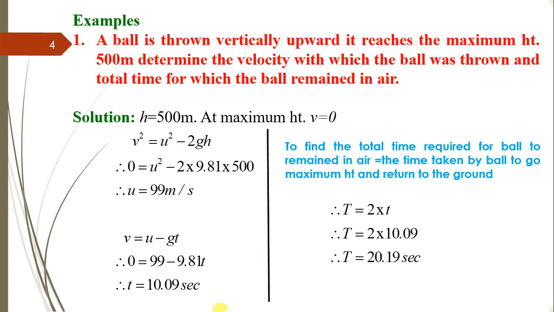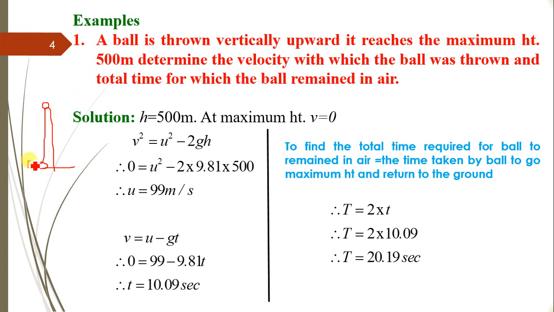Now based on this motion under gravity, let's solve some of the problems. A ball is thrown vertically upward, it reaches a maximum height of 500 meters. Determine the velocity with which the ball was thrown and the total time for which the ball remained in air. So now here, considering a ball which is thrown in the air, it will reach over here and then it will come in the downward direction up to the ground level.